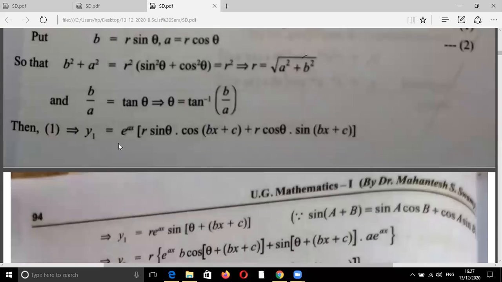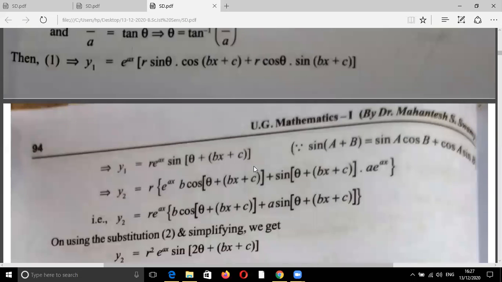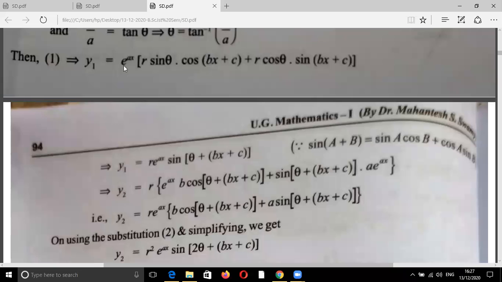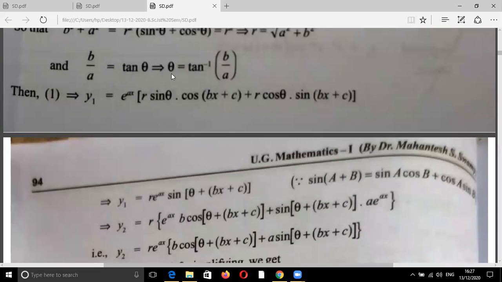Now in this expression you can take r as common. There are two components here. If you multiply, you get two components. Here r you can take as common, and e to the power ax is already there. You are taking r into e to the power ax into the remaining, sin theta into cos bx plus c, plus cos theta into sin bx plus c, by taking r as common.